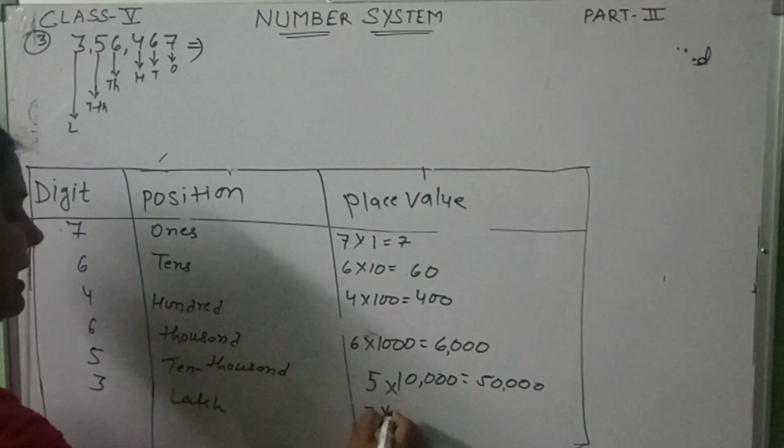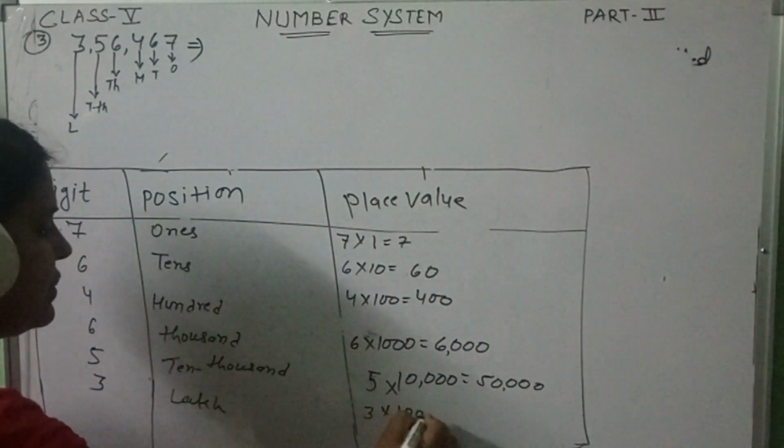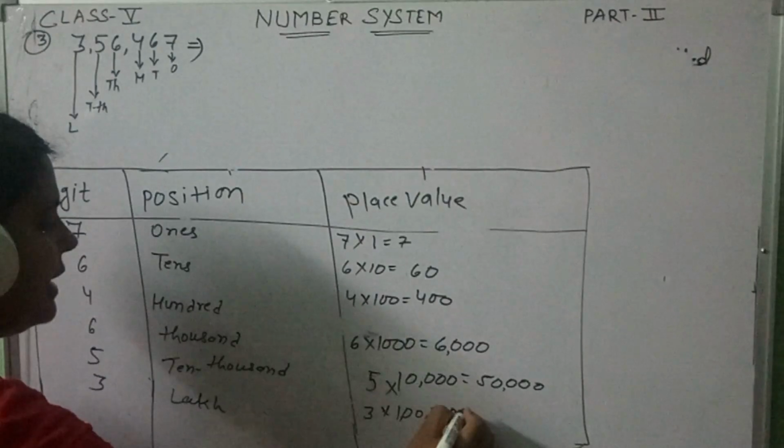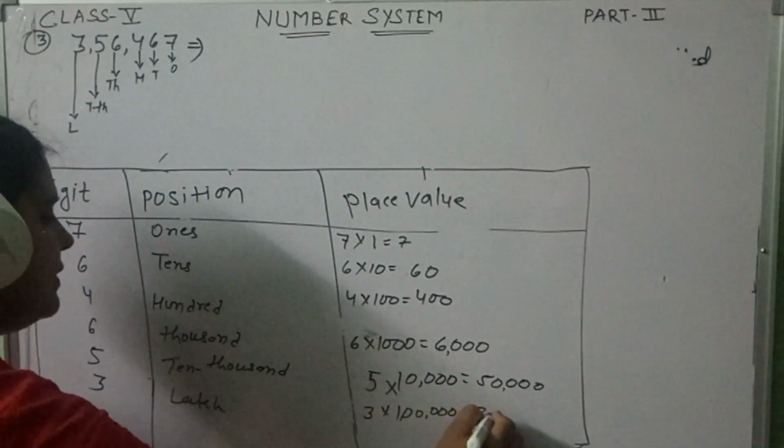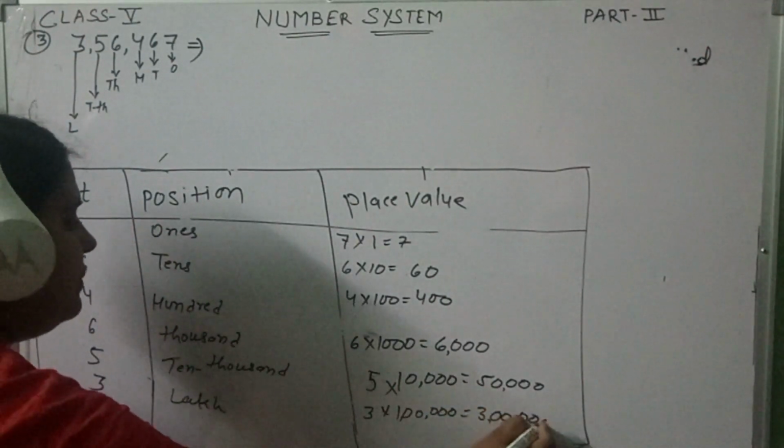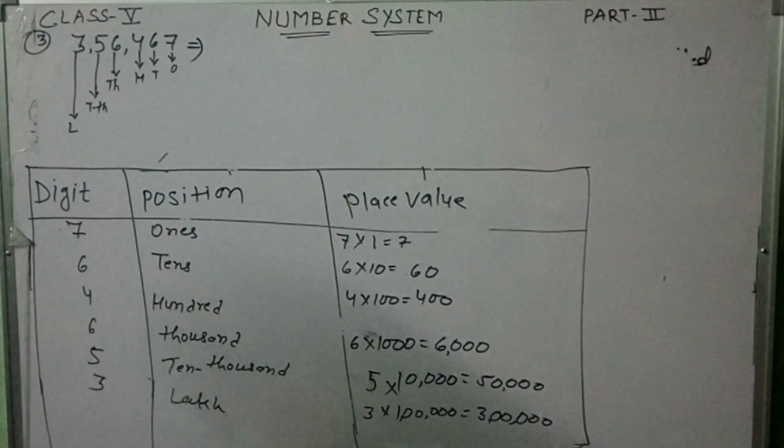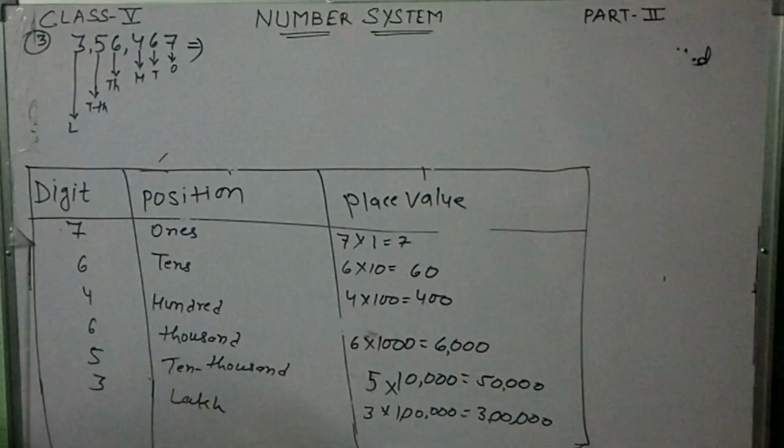What do we have to multiply? Lakh here. 1, 2, 3, 4, 5. That is 1, 2, 3, 4, 5 zeros. Okay. Now we have to write the expanded form.